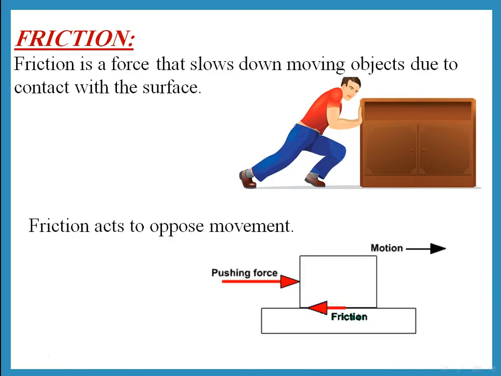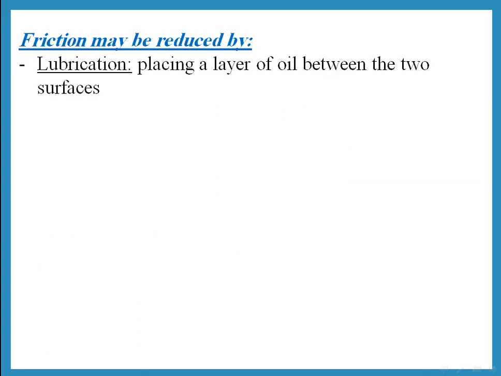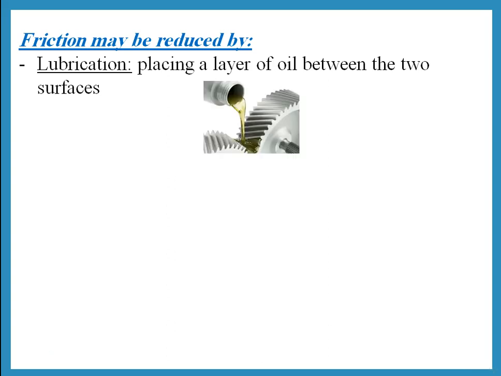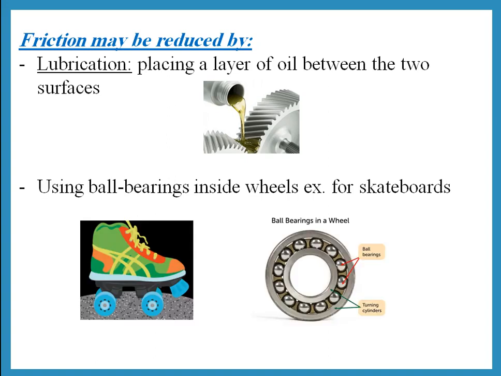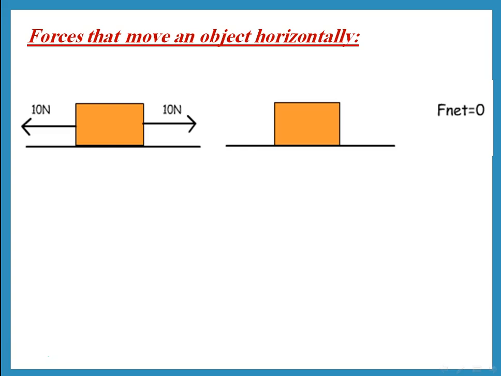Friction is also a force. It acts opposite to an object that is moving. So if an object is moving in one way, then there is friction trying to push it in the opposite way, so it acts opposing to the movement. Now, we usually need to reduce friction. In order to reduce friction, we do that by either putting a layer of oil between two surfaces or using wheels like those that are on skateboards.